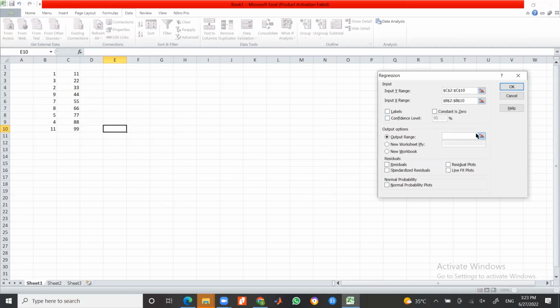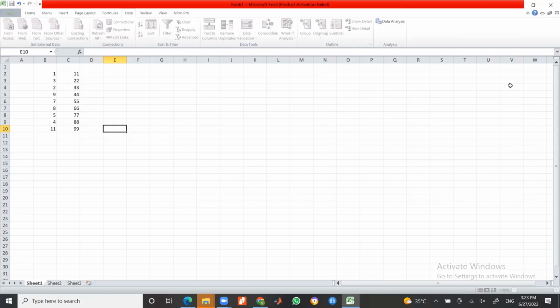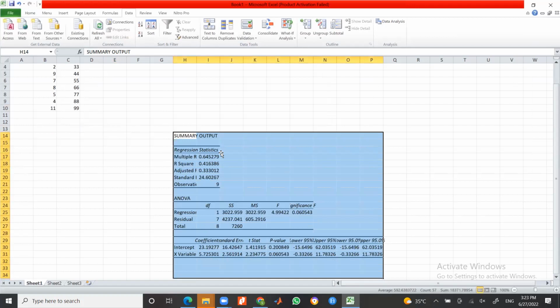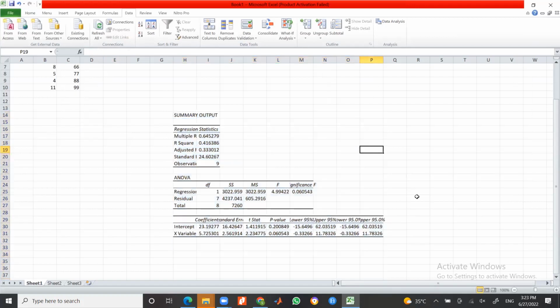Here we click inside the box, and then just click somewhere to get the result from that box. Okay, now once I click on OK, the result comes. That's it. This is the result. Okay, that's how to use ANOVA in solving regression. It's always used by ANOVA.